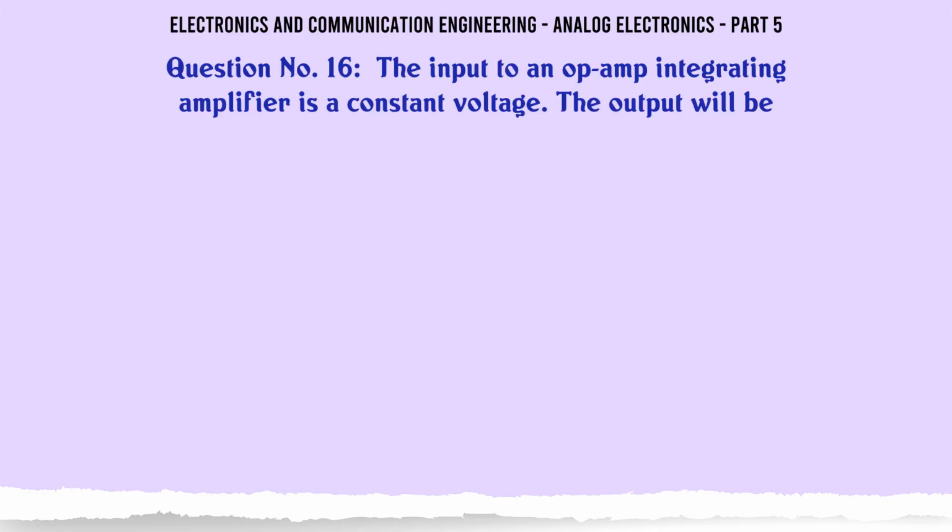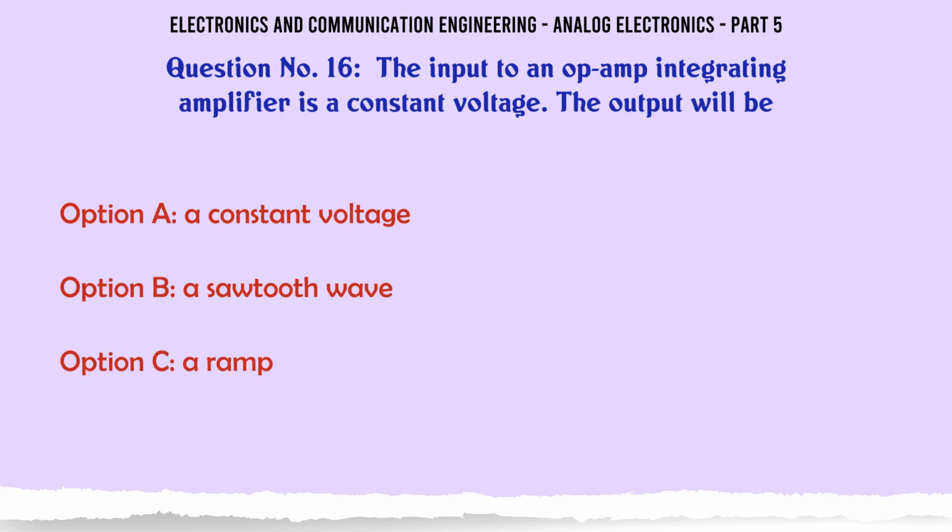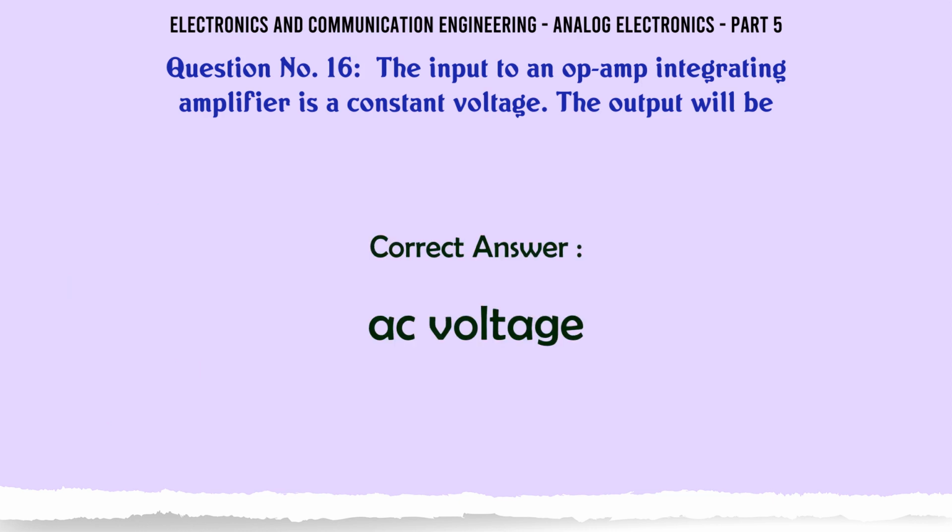The input to an op-amp integrating amplifier is a constant voltage. The output will be A) constant voltage, B) a sawtooth wave, C) a ramp, D) AC voltage. The correct answer is AC voltage.